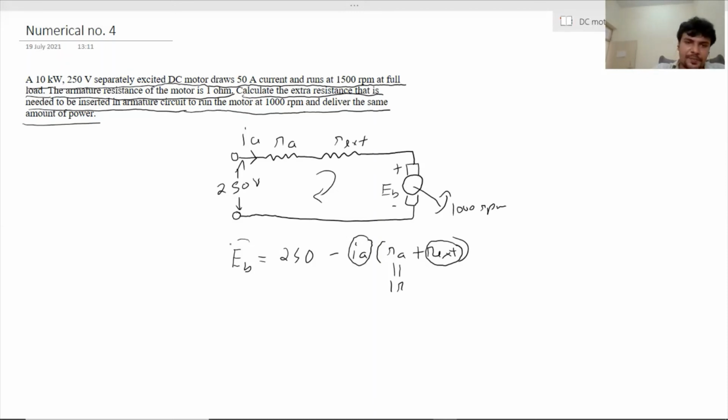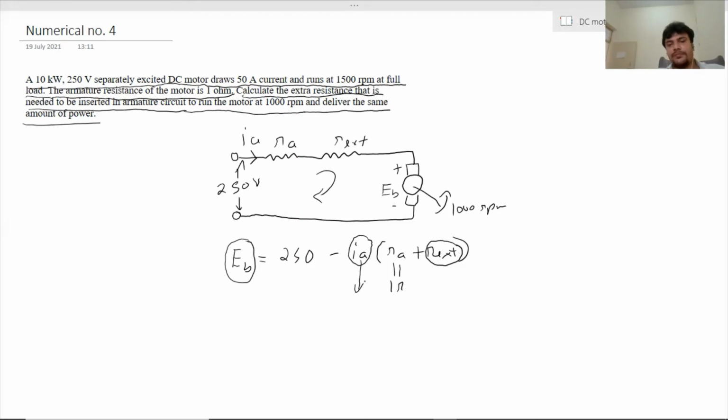EB we might calculate. We can calculate EB because the speed is given. Okay, the speed is given. The new speed should be 1000 rpm. So EB somehow we can calculate. So what is the real task? To calculate IA. If you can calculate IA, EB looks, because speed is given, so you can calculate EB. So the real task is calculating IA. If IA is calculated, then you can put those values, EB and IA values, and R external you can find. Easy enough.